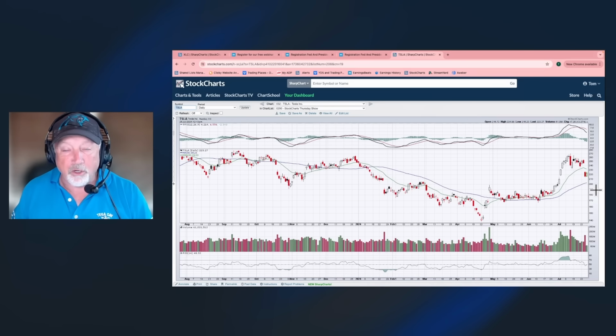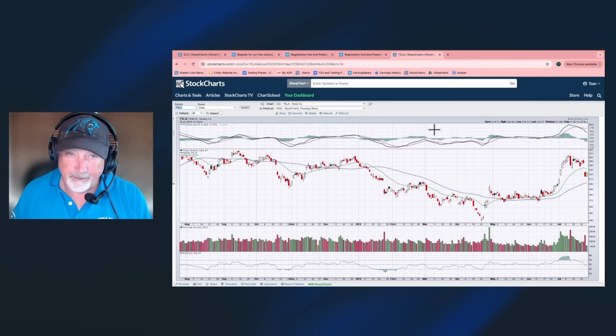We've pulled back, but I think we've got great support with the 50-day coming in at 203. The recent gap support areas, 210 to 220. This area, in my opinion, is an area to accumulate Tesla.